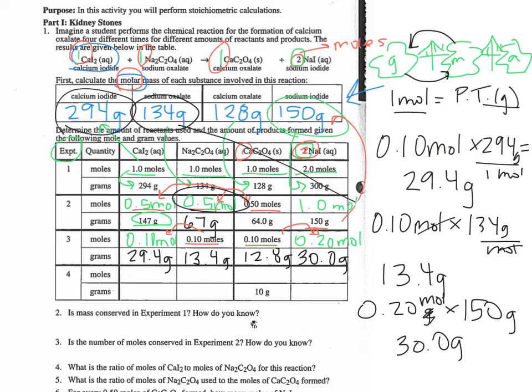Now let's take a look at experiment number 4. Experiment number 4 basically only gives you one thing to start with. It gives you 10 grams. That's it. That's all we know. We have 10 grams of calcium oxalate that was made, and we have to figure out all the other stuff.